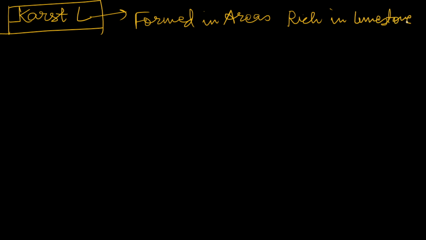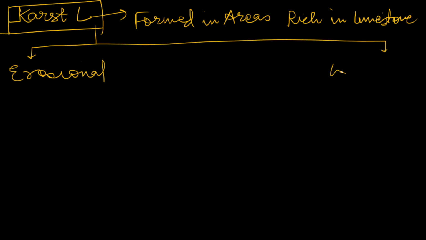Next we have karst landforms. Karst is formed due to underground water. And one thing you should remember is that they are formed in areas rich in limestone. Again, they have erosional and depositional landforms. So first of all, we will see erosional ones.